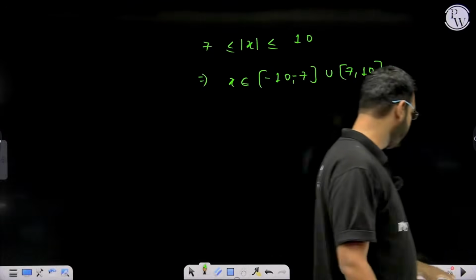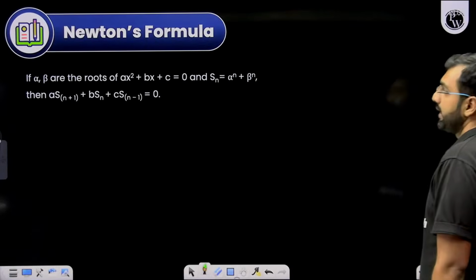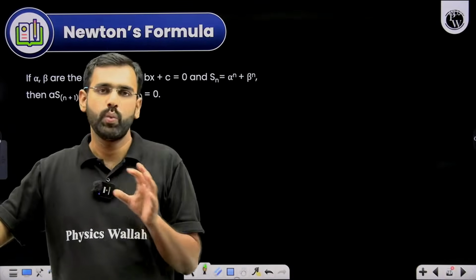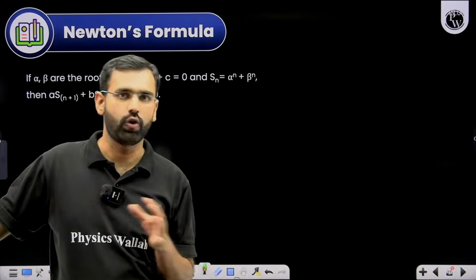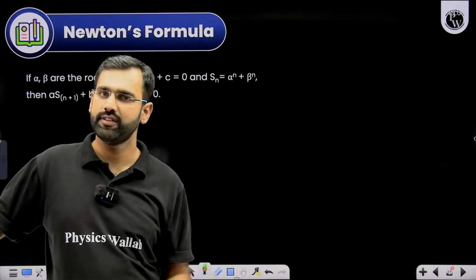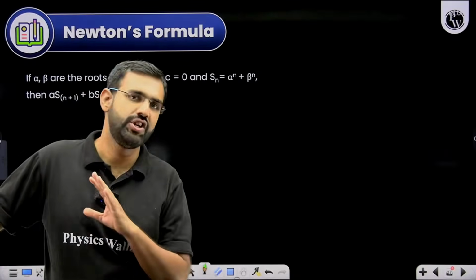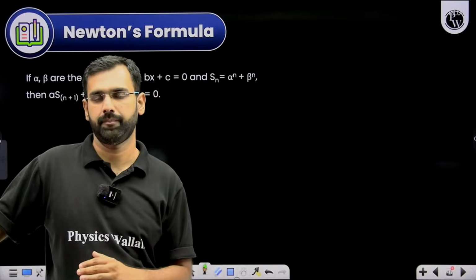With that, when I move ahead and talk about a few more things, now we talk about Newton's formula, one of the most amazing formulae which JEE uses at a lot of places. A lot of questions every year in every shift are asked based on Newton's formula. JEE simply loves using this formula.